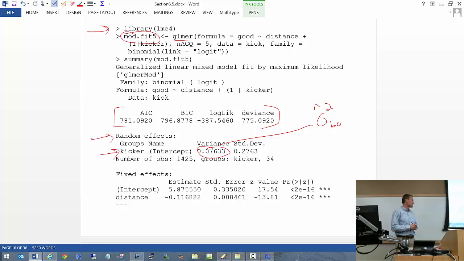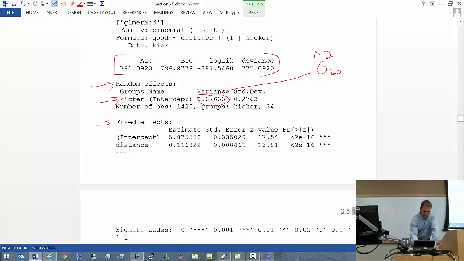1,425 observations, 34 kickers. Maybe remember how we saw that before. Then, fixed effects: beta hat 0, beta hat 1. We have Wald tests, just like what we've seen before.